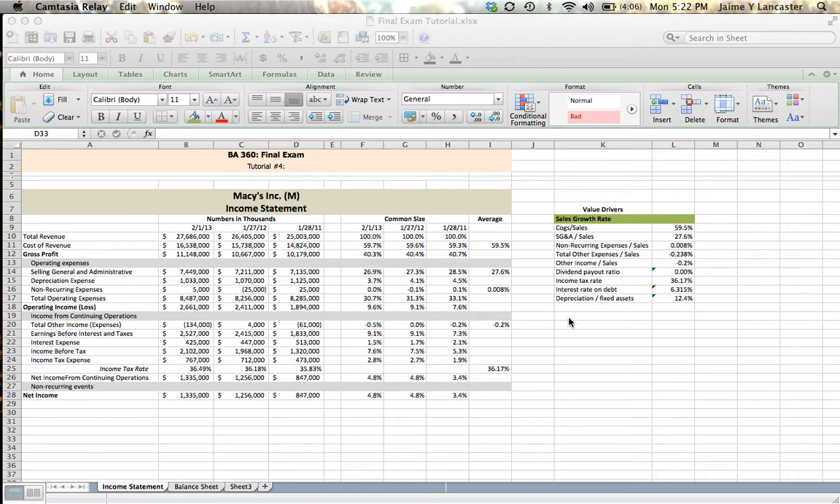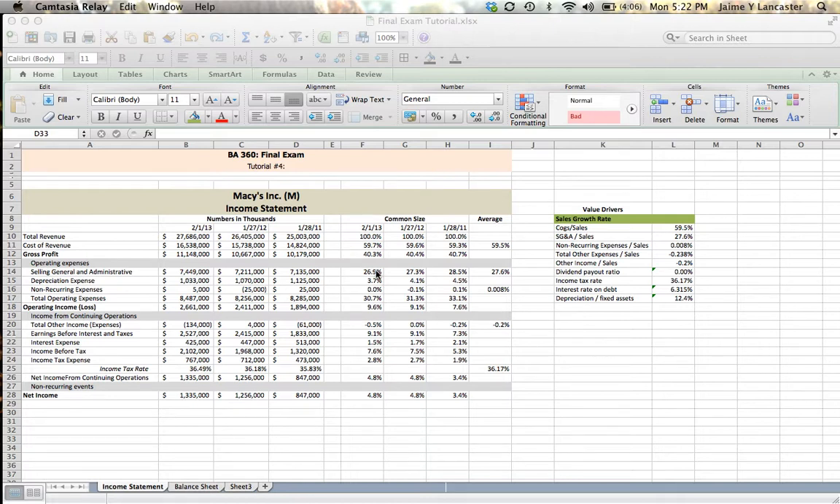Hi there. In this tutorial, we're going to continue our previous process of using data from historical income statements to derive value drivers that we're going to use to forecast our data for the future. In this tutorial, we're going to look at calculating our sales growth rate. And our sales growth rate basically is the rate at which our sales have grown and which we think they're going to grow going into the future.